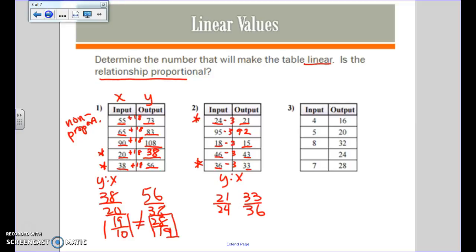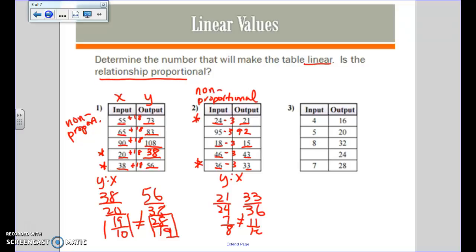I know 3 goes into 21 and 24, 7 and 8 times. I know 3 goes into 33 and 36, 11 and 12 times. And as you can see, these are the lowest forms of these fractions, and they are not the same. So I know that these fractions are not, that means the ratio is not equal, and therefore this is non-proportional. Okay, so even though it is linear, it is non-proportional.